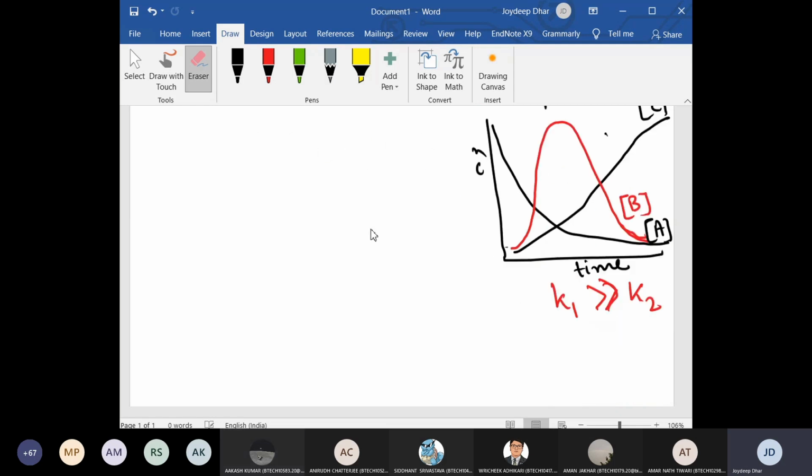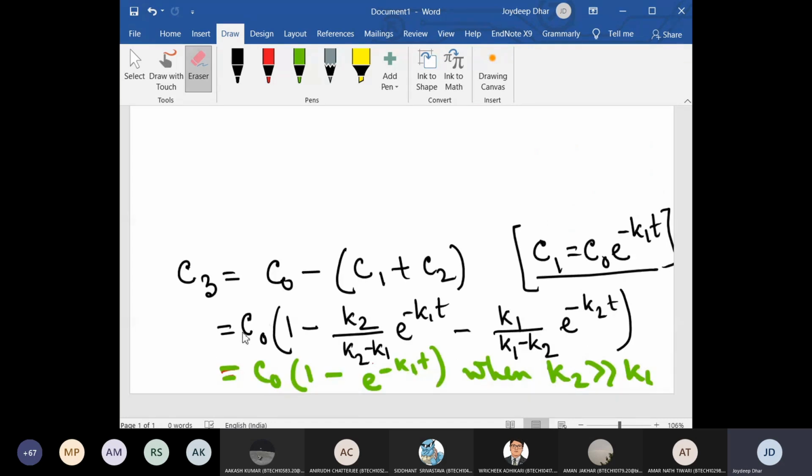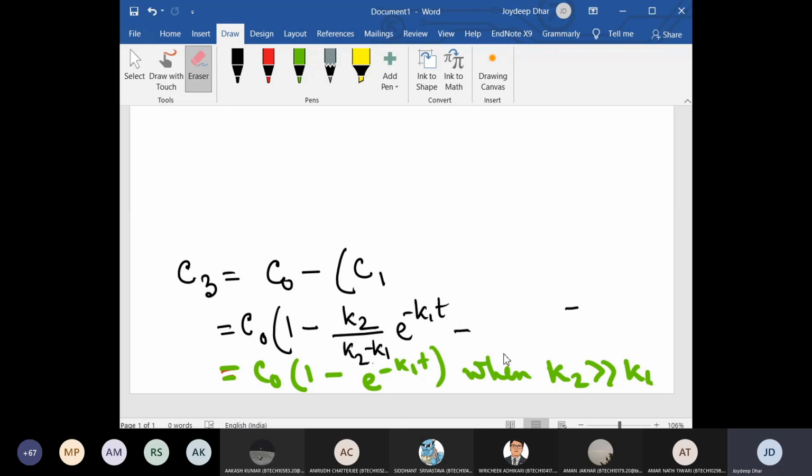That is, I think, the principle. So I can use the principle of steady state. Do you know the principle of steady state?